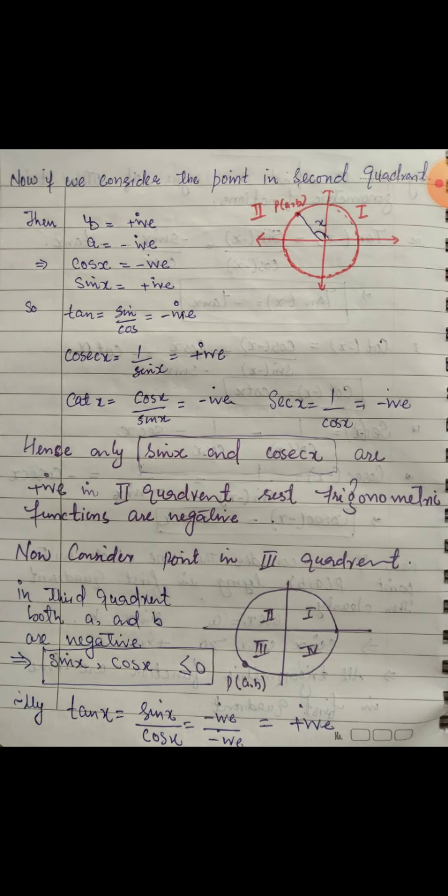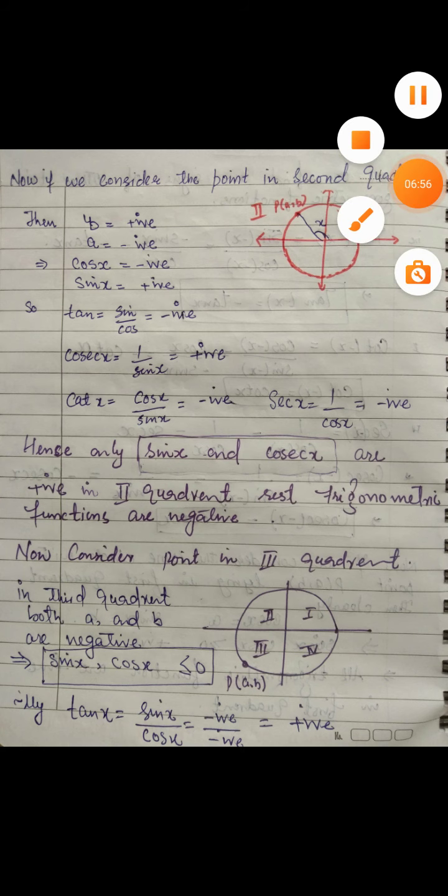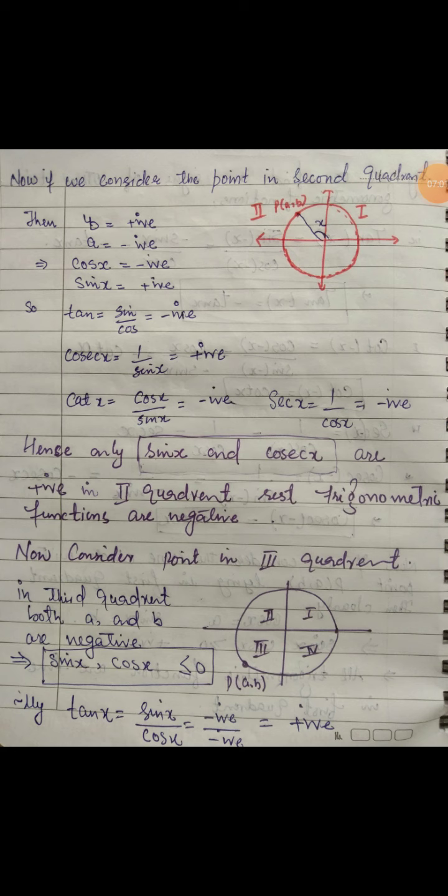Now if we consider the obtuse angle, when the angle is between 90 and 180, this means the second quadrant. Now in the second quadrant, if we consider a point P(a, b), here a is negative, because x is negative in this quadrant, but y is positive. So when a is negative, cos x is negative and sin x is positive. So this means that in the second quadrant, cos is negative but sin is positive.